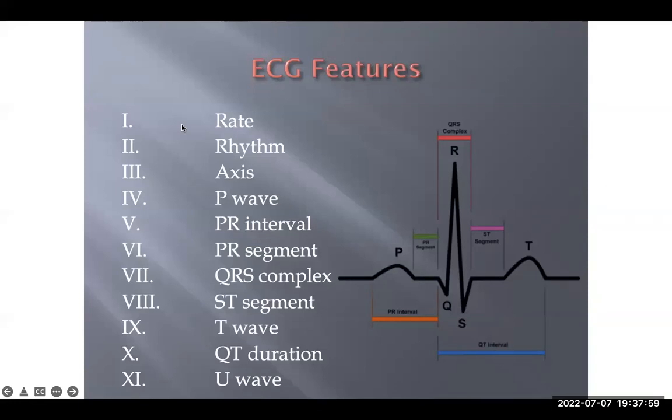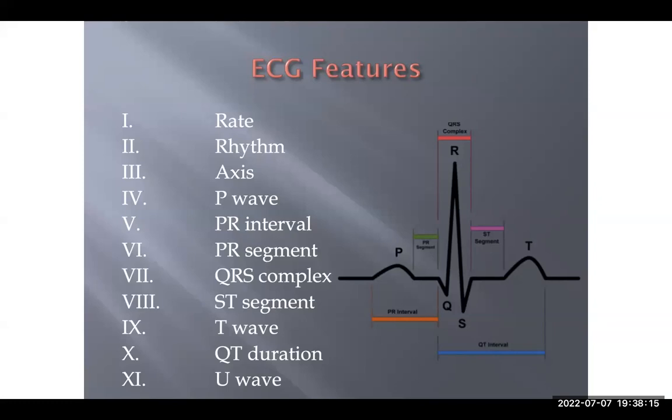Axis, you only look at two leads, lead 1 and AVF. If both of them are looking up, you have a normal axis. If lead 1 is looking down, you have right axis. If AVF is looking down, you may, I'm using the word may, you may have left axis.